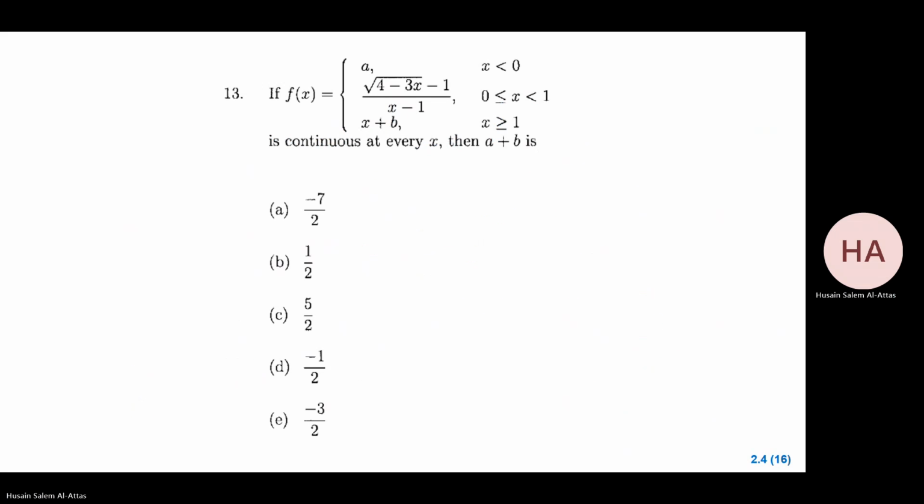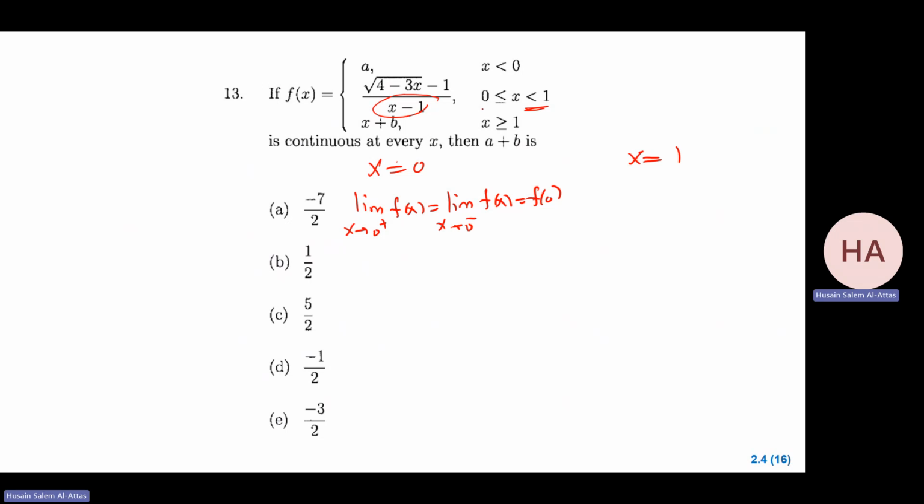Calculation, yeah. Now, is there a problem here? No, because x equals 1 is not defined. Okay, so we have no problem. So now I check 0, I check 1. So what is the limit as x goes to 0 from right, which should equal the limit as x goes to 0 from left, equal f at 0. And that will be redundant.